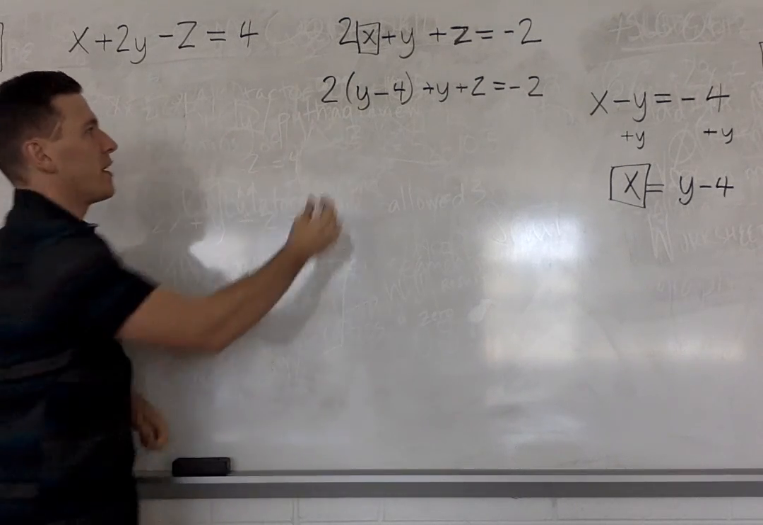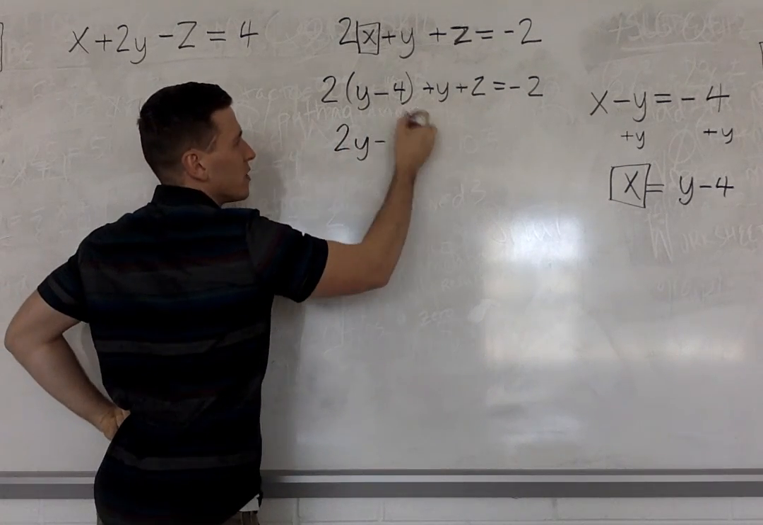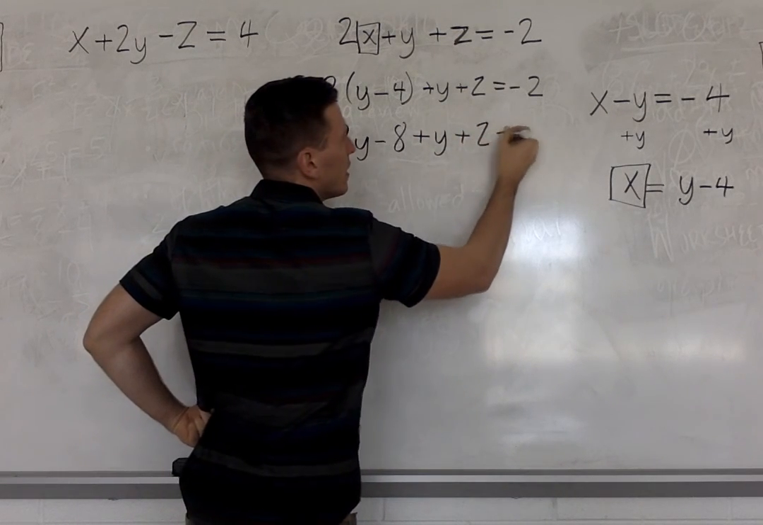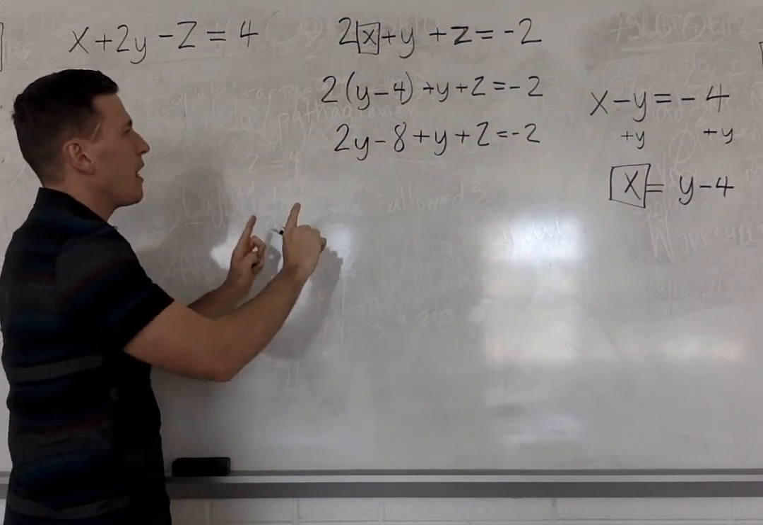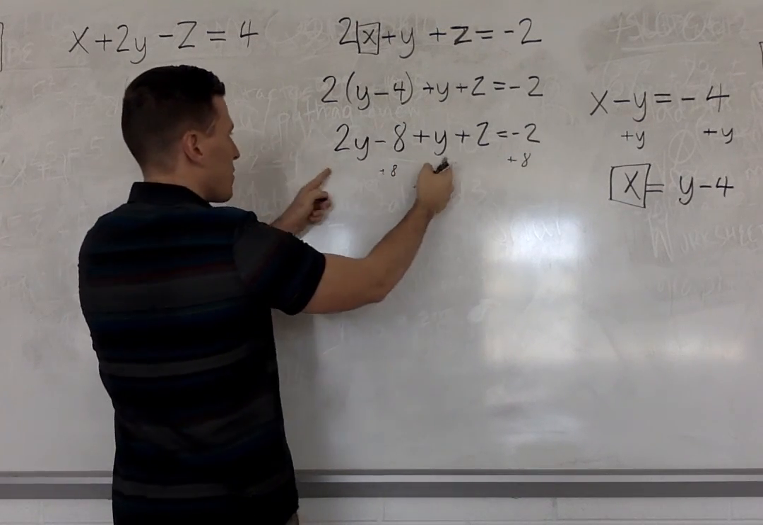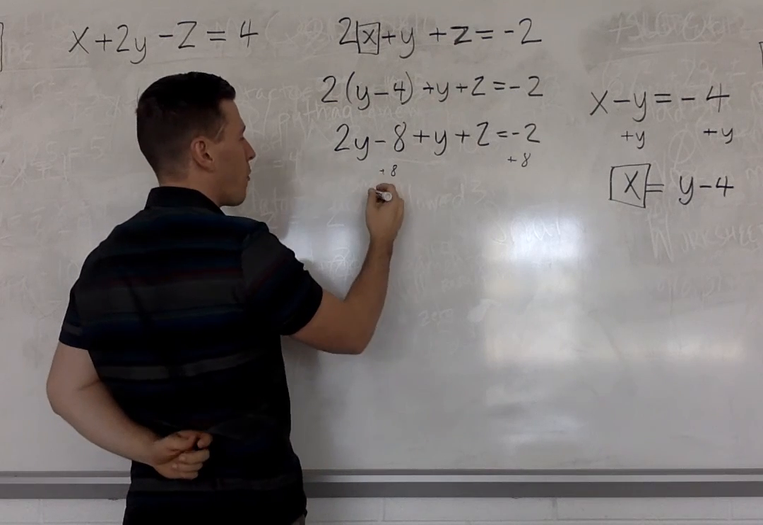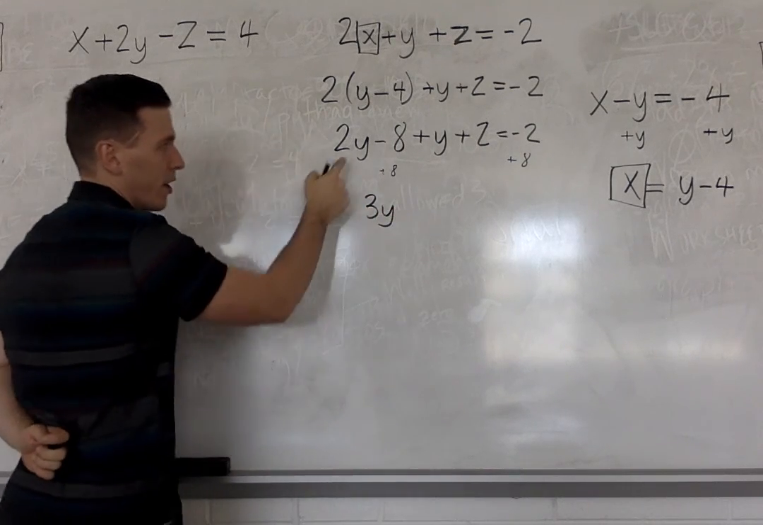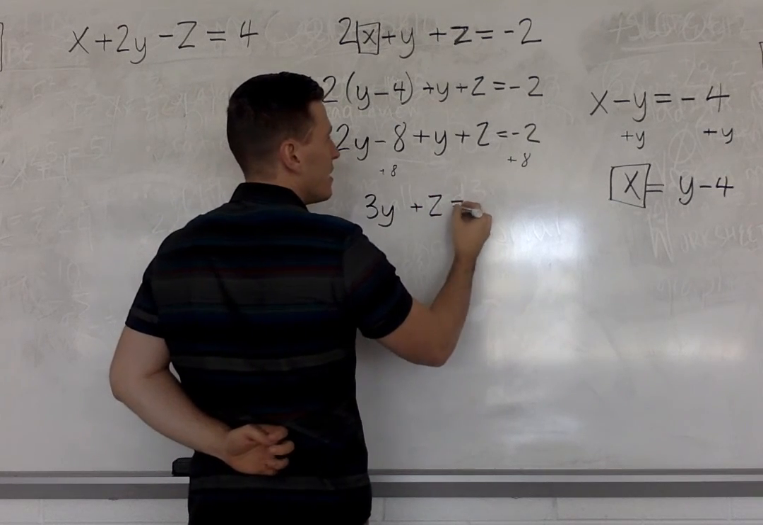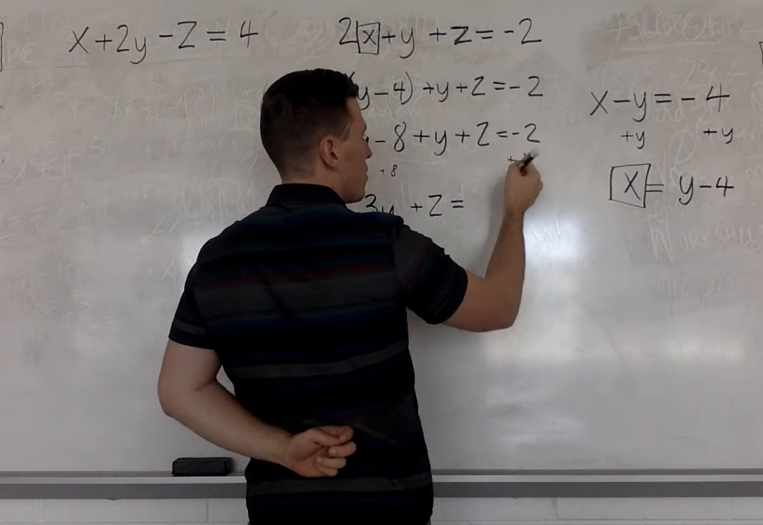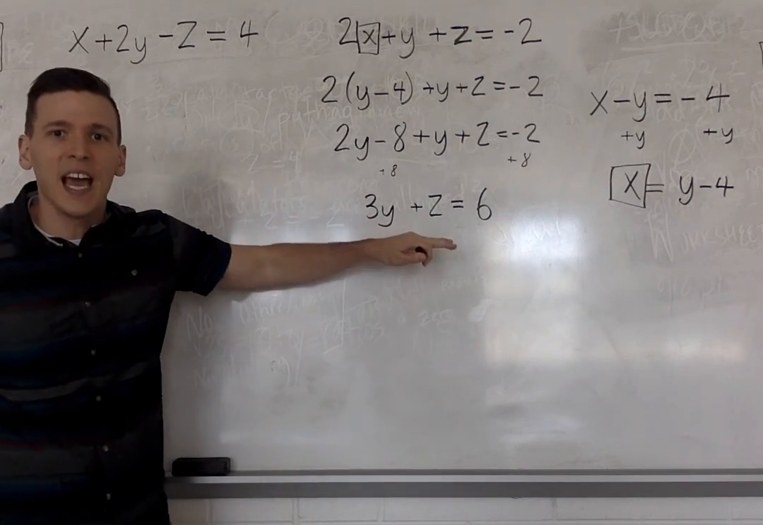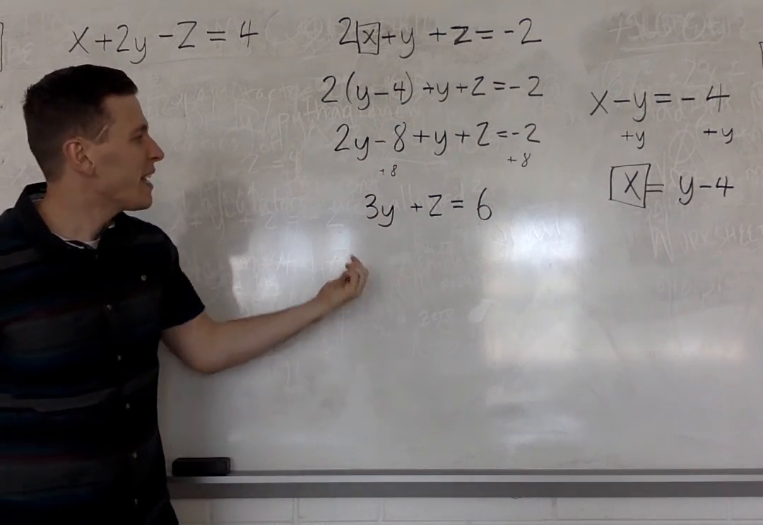Now, if I distribute this out, 2y minus 2 times 4, which is 8, plus another y plus z equals -2. I've got some like terms that I can work with: I can add this 8 to both sides, and I can also combine the 2y and the 1y. So I would get 3y, 2y plus y, plus z is equal to -2 plus 8, which gives me 6.